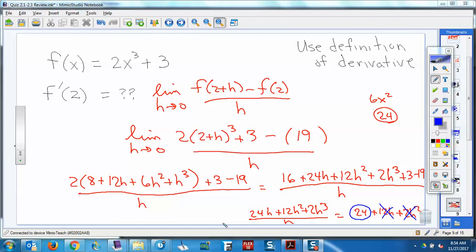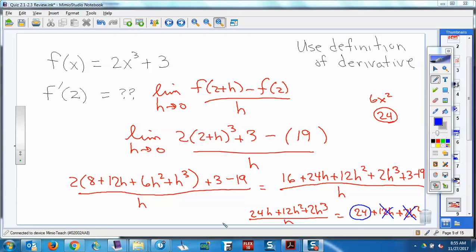Now, I just did the 2 plus h cubed in my head with Pascal's triangle, but you might have a little more work to show there. 2 plus h times 2 plus h times 2 plus h. Don't forget, f of 2 plus h, you put a 2 plus h in for the x. Don't forget the 2 on the outside. Don't forget the plus 3, right? And then here I just did that part in my head.